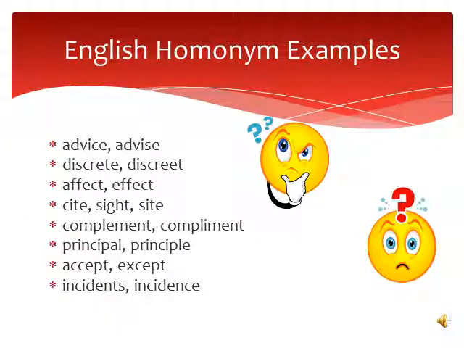Here are a few English homonyms to get us thinking about this. Advice, advise. Discreet, discrete. Affect, effect. Cite, site, sight. Compliment, complement. Principle, principal. Accept, except. Incidence and incidents. So you can see that they sound very much alike, are spelled differently, and mean different things. We're going to take a look at each one of these individually.